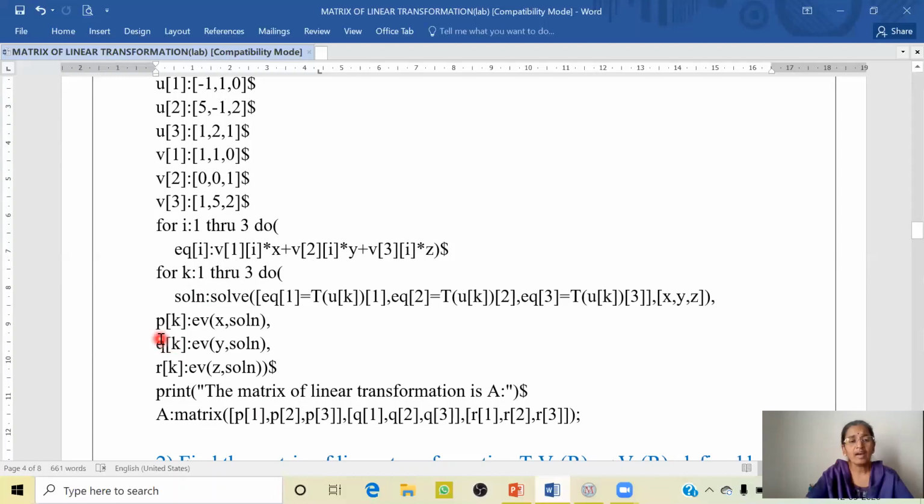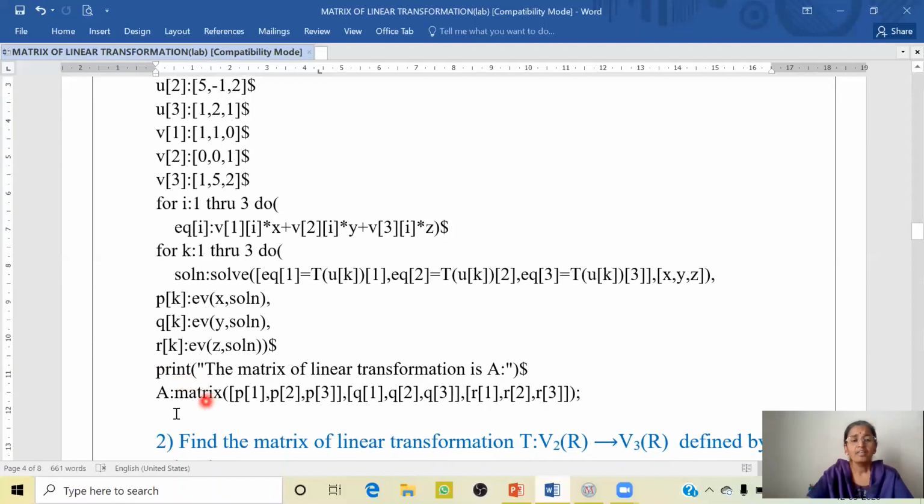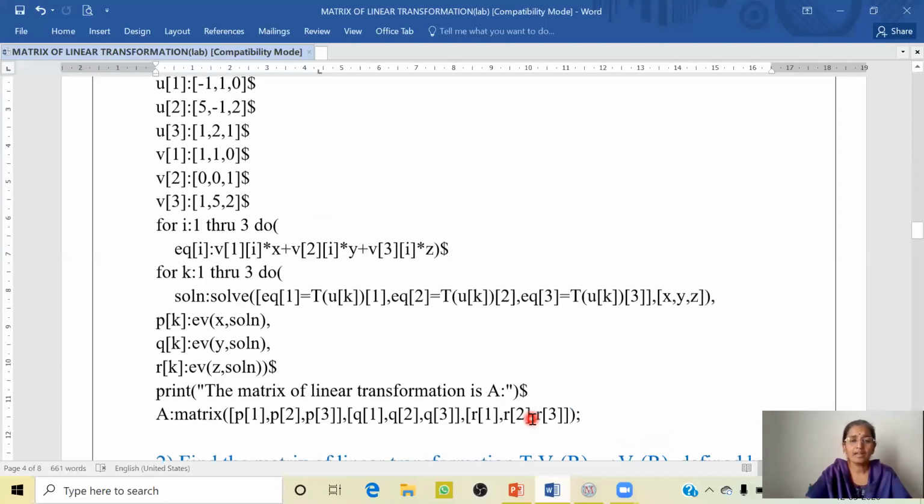Therefore, there are 3 values, P of 1, P of 2, P of 3, Q of 1, Q of 2, Q of 3, and R of 1, R of 2, R of 3. And all these form the rows of the matrix. So we write the matrix under the command matrix of, use the ordinary bracket here. Within the square bracket, you put the first row elements P of 1, P of 2, P of 3 within square brackets. And the second row elements will contain Q of 1, Q of 2, Q of 3. And the third row elements contain R of 1, R of 2, and R of 3. And this matrix will be the required matrix of linear transformation.